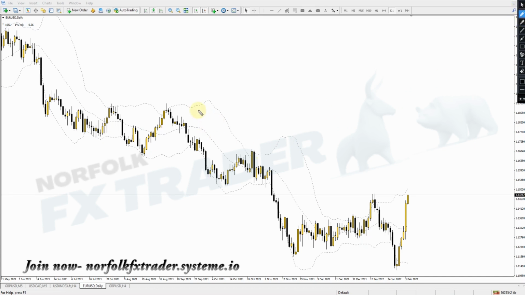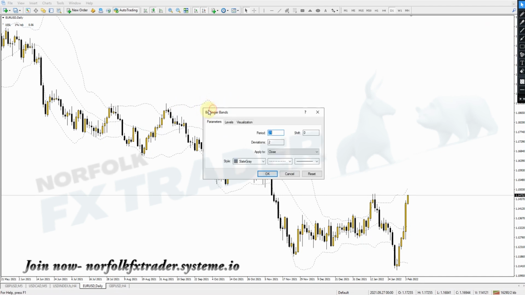So the first thing you need to do is place the Bollinger Band onto your chart. I will show you what the settings are that we've used. We use 21 as the period with 2 deviations. That's all you need, and apply it to close.